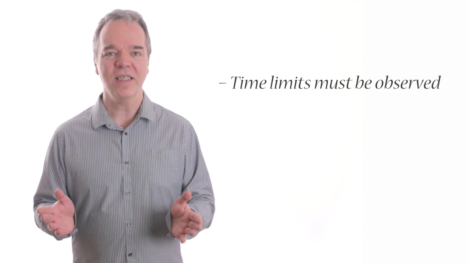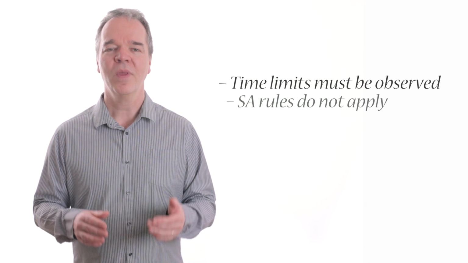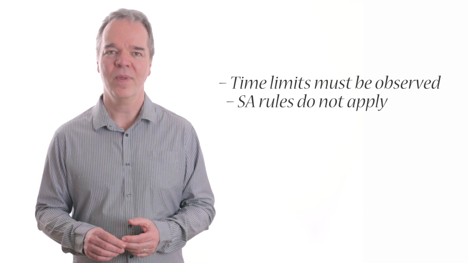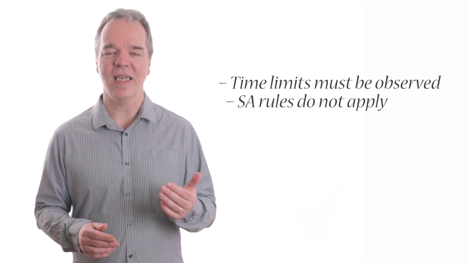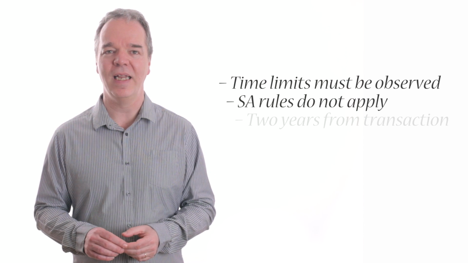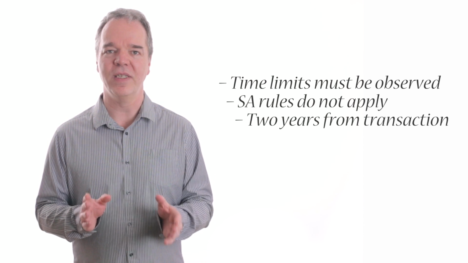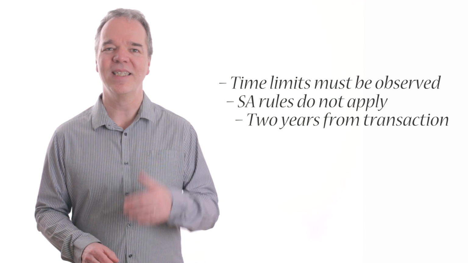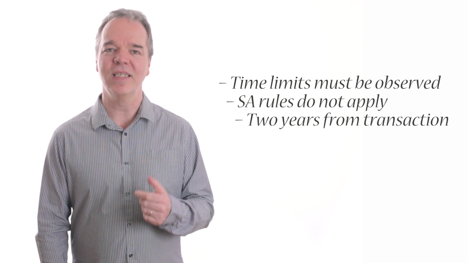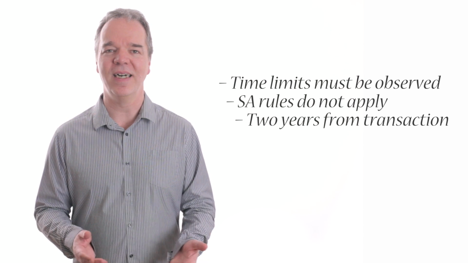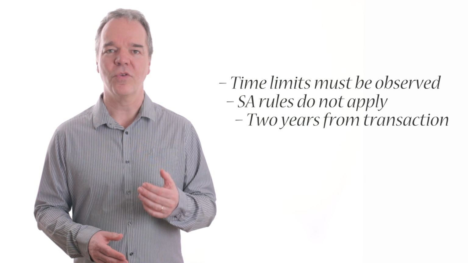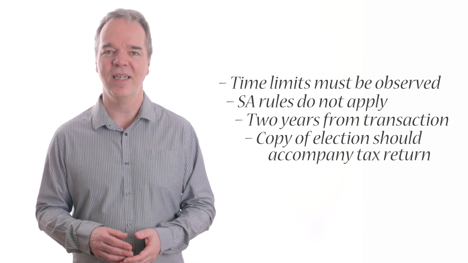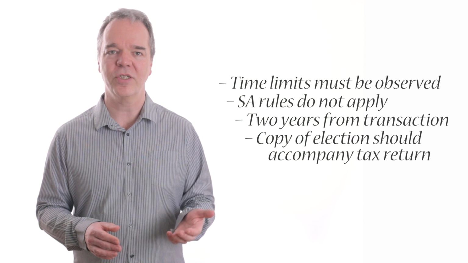The normal self-assessment time limits for claims and elections are specifically disapplied in relation to fixtures elections. Unless a case is being argued at a tax tribunal, the time limit for making the election is 2 years from the date of this transaction. In this respect, it's important to remember that the election is only made when it's submitted in writing to HMRC, not when it's signed. Each party is required to include a copy of the election with the income tax or corporation tax return for the first period in which the election has a tax effect.